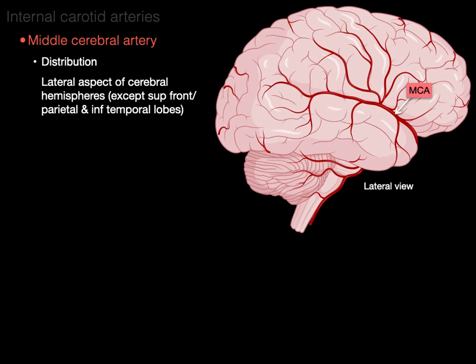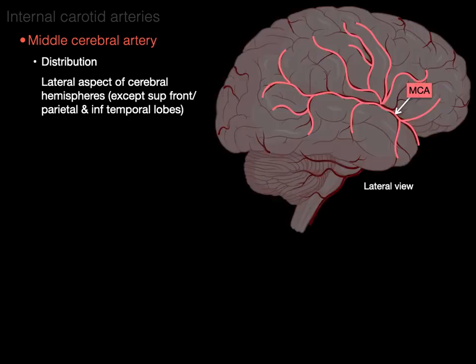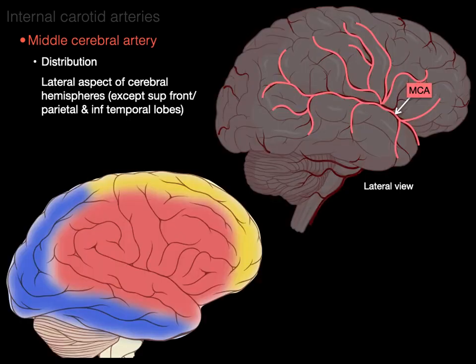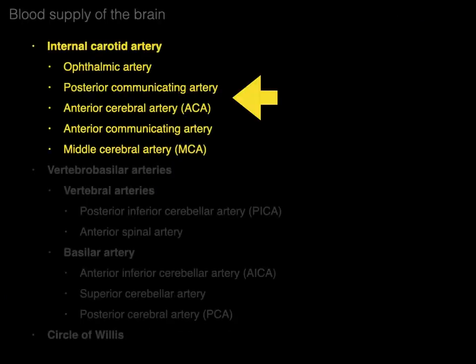Okay, so here's the lateral view of the brain. There's our middle cerebral artery, and there's its distribution. And so if we look at this picture again, everything in pink is showing the distribution supplied by the middle cerebral artery, all except the superior portion of the frontal and parietal lobes, and the inferior portion of the temporal lobes. And you can see the anterior cerebral and posterior cerebral arteries supply those two areas. Okay, so now let's focus on, there's our internal carotid artery.